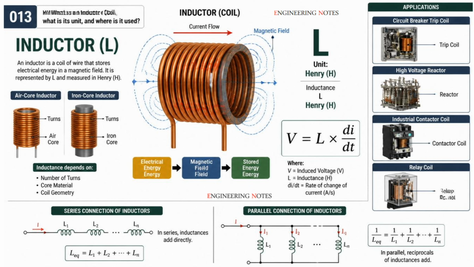The value of an inductor depends on factors such as the number of turns in the coil and the type of core material used, such as air or iron. Inductors can be connected either in series or in parallel within electrical circuits, depending on the application. Common examples of inductors include the operating coils used in circuit breakers and reactors installed in high-voltage substations.